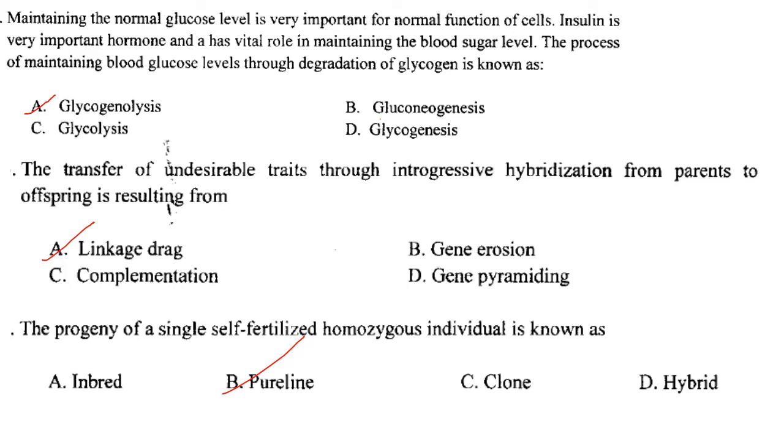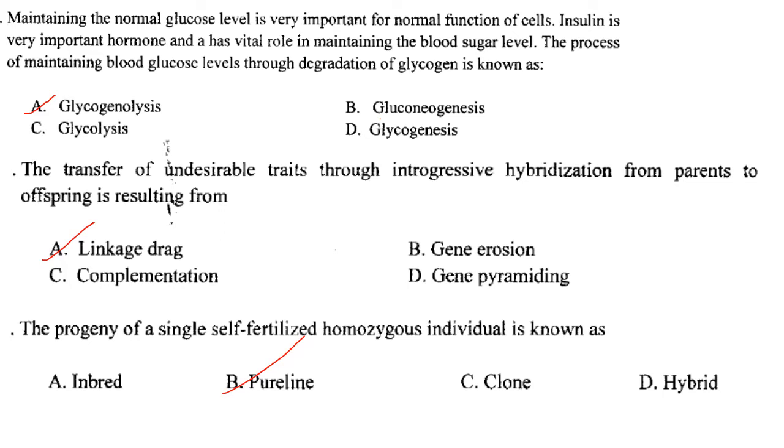Then next one. The transfer of undesirable traits through introgressive hybridization from parent to offspring is resulting from linkage drag. Linkage drag refers to reduction in fitness in a cultivar due to deleterious gene introduced along with the beneficial gene during backcrossing. So the transfer of undesirable trait through introgressive hybridization from parents to offspring is resulting from linkage drag. Answer is option A.